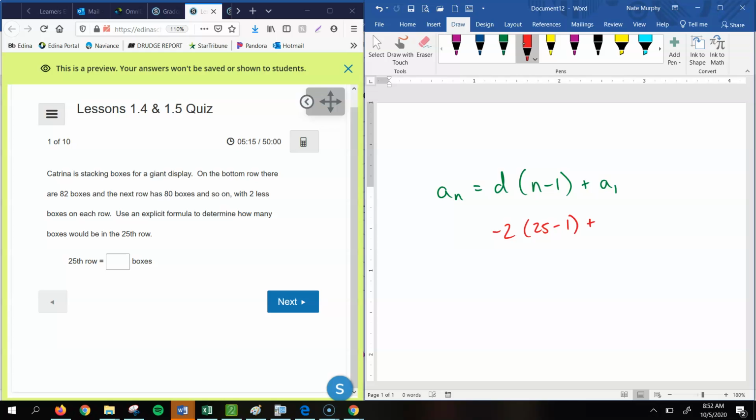And we know our first row has a total of 82 boxes. So we're just going to solve this. Essentially we would just take -2 times 24 plus 82. And when you do that, you get an answer of 34. So in that 25th row, there would be 34 boxes.